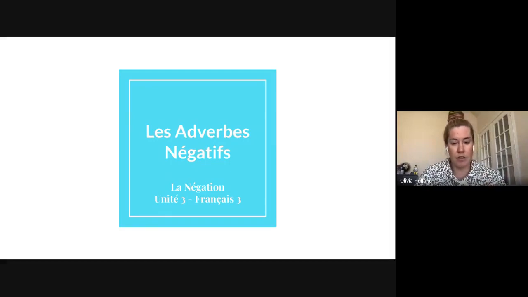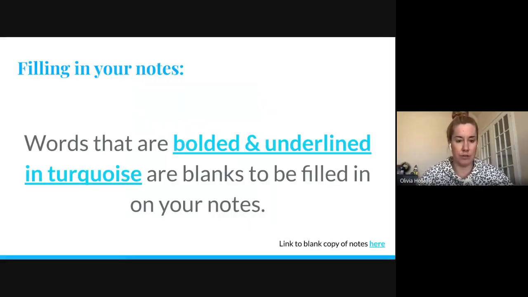We're just gonna go through the negative adverbs that you guys are learning for Unit 3. This is the main grammar that is Unit 3. I don't think it's as hard as C clauses personally, but you will be the judge of that. For these slides, when you go to fill in your notes, the words that are bolded and in this tealy color are going to be the words that are blanks to fill in on your notes. And then you'll need to upload a copy of your completed notes to Canvas today for your points.